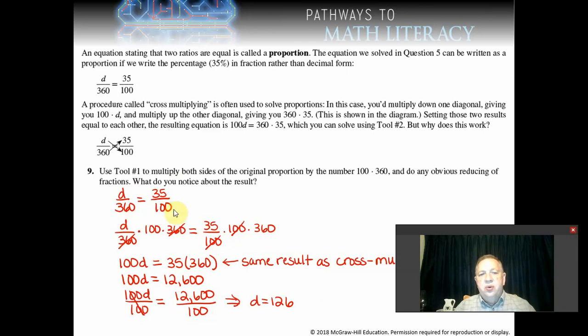So what was all this cross multiplying doing? I multiplied first both sides by 360. Canceled out the 360, then I've got 35 times 360 divided by 100. I multiply both sides by 100. That gives me the 100D is equal to 35 times 360. And then I use what I just knew, divide both sides by the 100 to give me D is equal to 126.